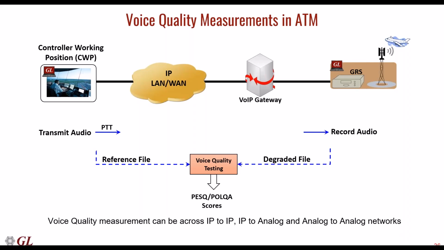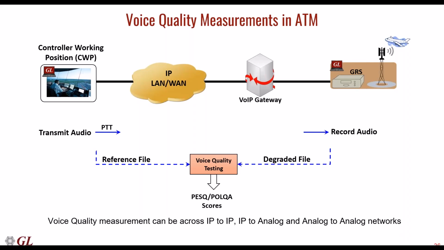All right, thanks, Nagaraj. So voice quality, essentially what that does is it analyzes the audio going through the network from point to point. In this scenario, we're going to be sending audio from one end of the network, from the CWP, and capture the audio at the other end, and then analyze the captured audio against what was sent, using a voice quality algorithm.